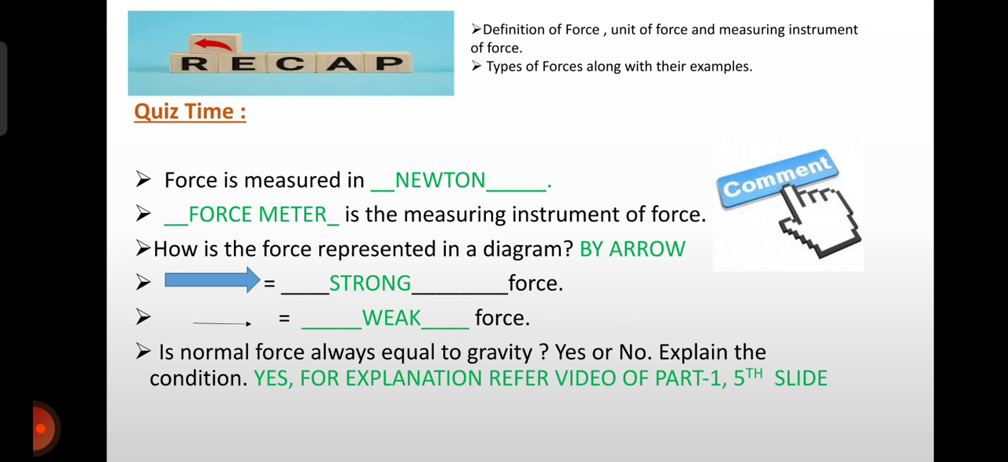In the last video, we studied the definition of force, the unit of force, measuring instruments used for measuring force, and different types of forces. Along with that, I gave you the quiz. You can see the answers and cross-check them with your answers.